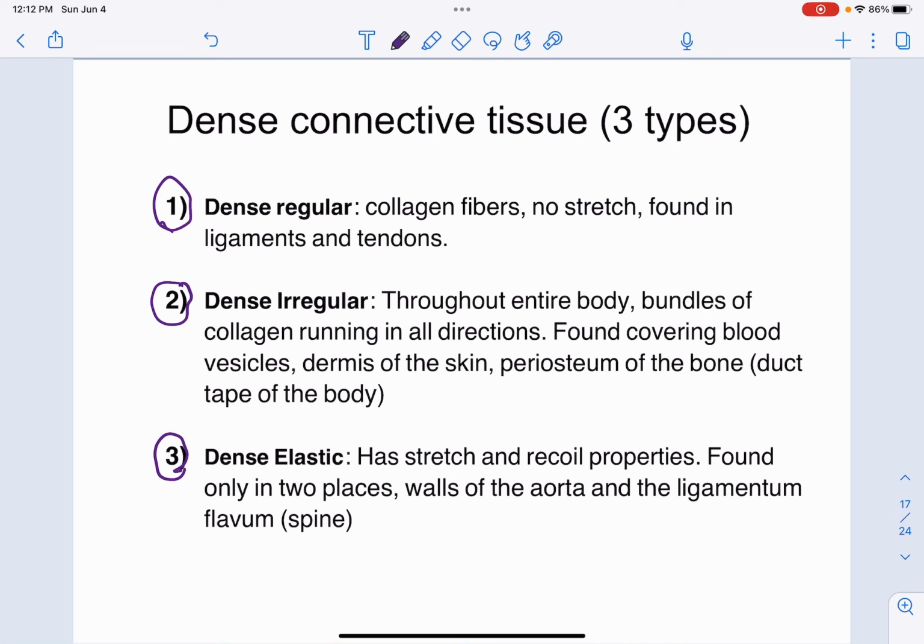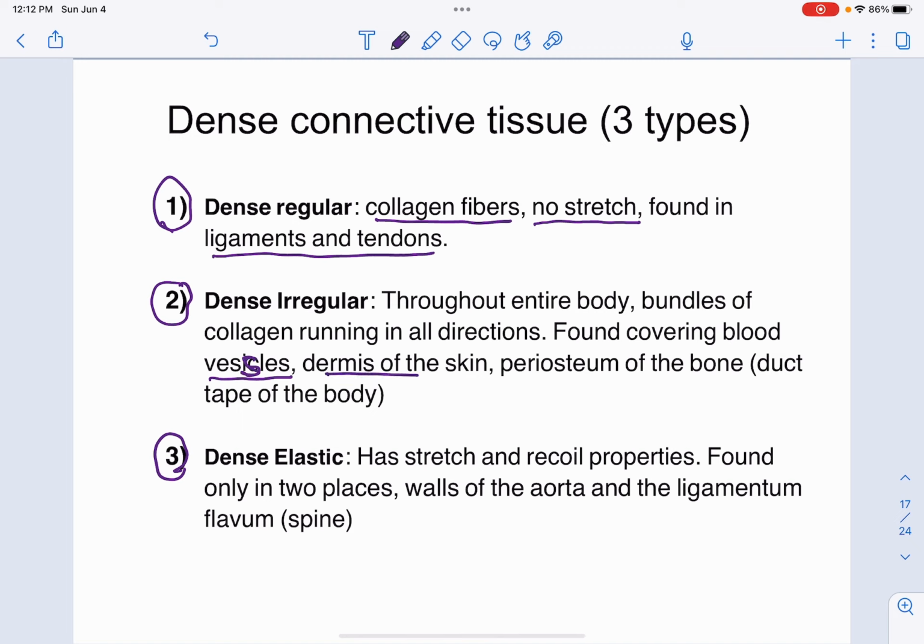So dense regular, we'll start there. Dense regular connective tissue contains a lot of collagen fibers. One of the features of dense regular connective tissue is that there is hardly any ability to stretch. So this is found in ligaments and tendons, where we don't want a lot of ability to stretch. The second category is dense irregular connective tissue, and this is found throughout the entire body, okay? It is found covering blood vessels. Oh, I spelled that wrong.